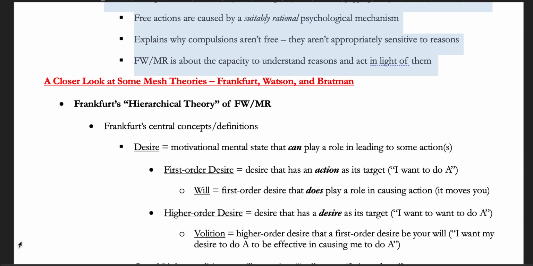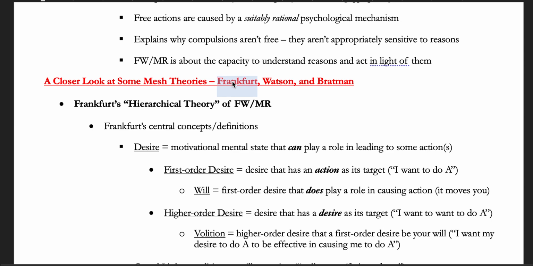So, we're going to talk a little bit about Gary Watson and Michael Bratman, but Harry Frankfurt, who you should recognize from the Frankfurt cases that argued that PAP was false, the principle of alternative possibilities. So Frankfurt thought that you do not need the ability to do otherwise in order to be free and responsible. You do not need that. Okay? You don't have to have multiple options. You can be determined and still be free.